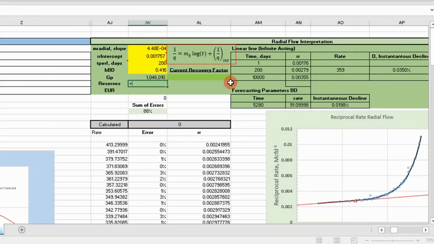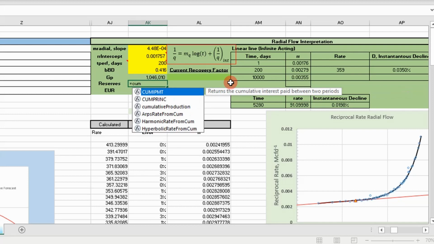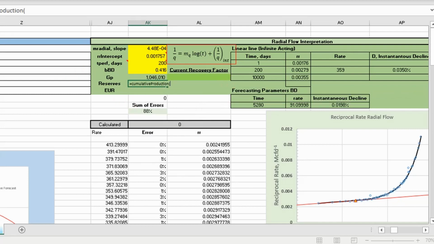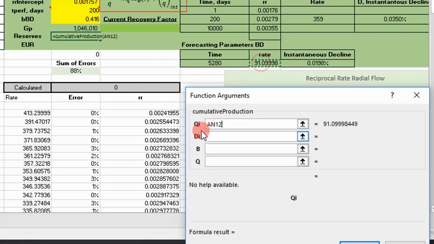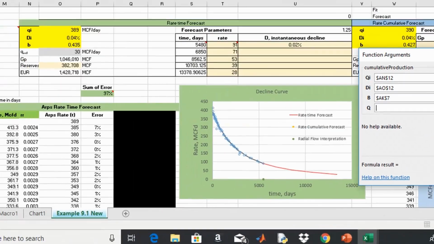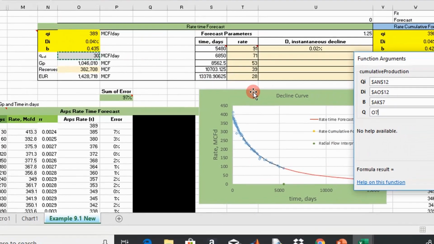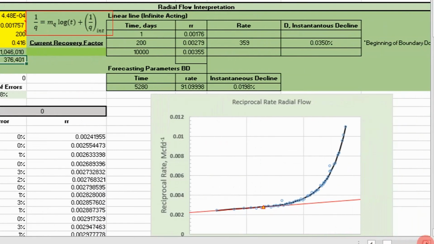And so we wrote a VBA function for that in the past. And all this code will be on my website. We called it cumulative production. It's going to take our initial rate, DI, b boundary dominated, and then our economic rate. So bang, okay, we calculate our reserves, check it out.